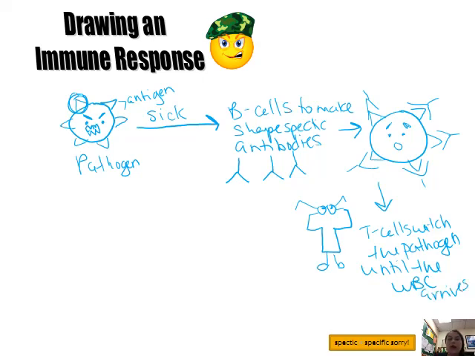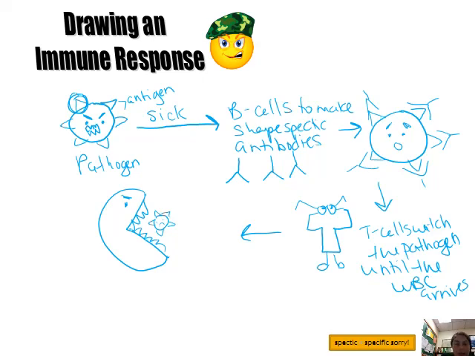Okay, so we made the antibodies, we tagged the pathogen, the T cells are watching it, and so the last thing that we are waiting for is here comes our big white blood cells, our phagocytes or our macrophages. Okay, our pathogen's really concerned now, so I'm going to draw him with a sad face. Okay, and he's going to engulf that pathogen and destroy it.